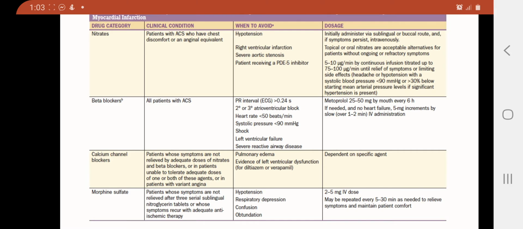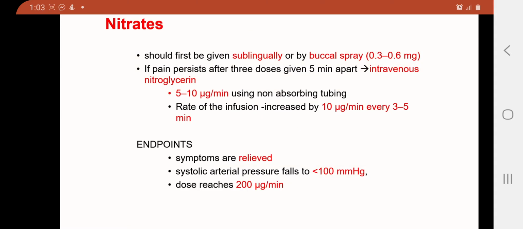Morphine sulfate when nitroglycerin will not suffice. Again, it is avoided in patients with hypotension, respiratory depression, confusion, and obtundation. Nitrate should first be given sublingually or by buccal spray. If pain persists, you can start IV nitroglycerin. What's the endpoint? When symptoms are relieved, if BP falls less than 100, or you reach a dose of more than 200 microgram per minute.